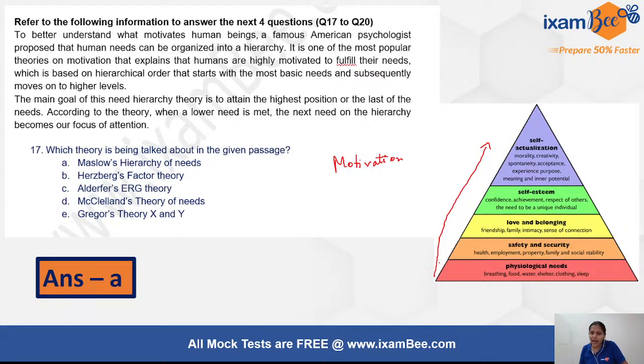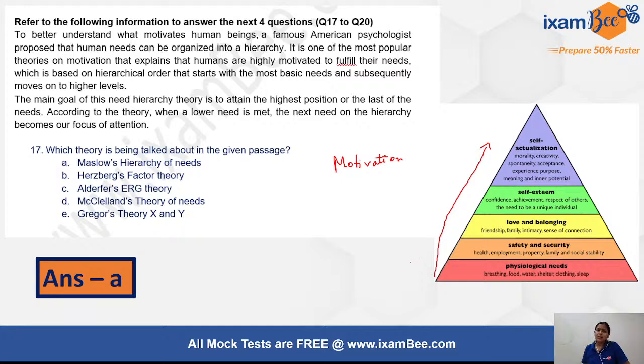So roti kapda makaan, the needs that are for survival, first we try to fulfill that. Once we have fulfilled those, then we move to and we are concerned about our security, our safety. After that comes our social needs, right? The need to be a part of a group, to be loved, to belong, to be able to associate, to make connection with people. And then our self-esteem needs, which are our ego needs, that satisfy our own egos, our confidence levels, and all.